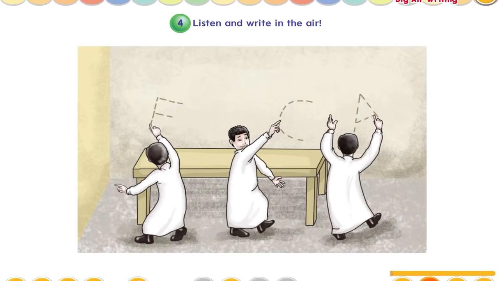4. Listen and write in the air. استمع وقم بالكتابة في الهواء حسب الحرف المطلوب. Can you write A? 1, 2, 3. Can you write B? 1, 2, 3. Can you write C? 1. Can you write D? 1, 2.